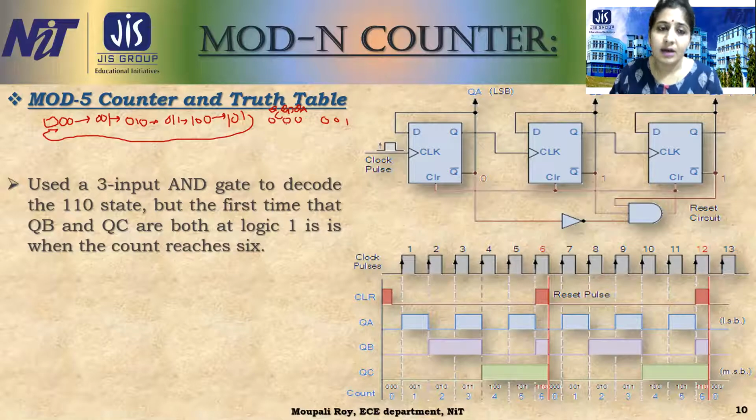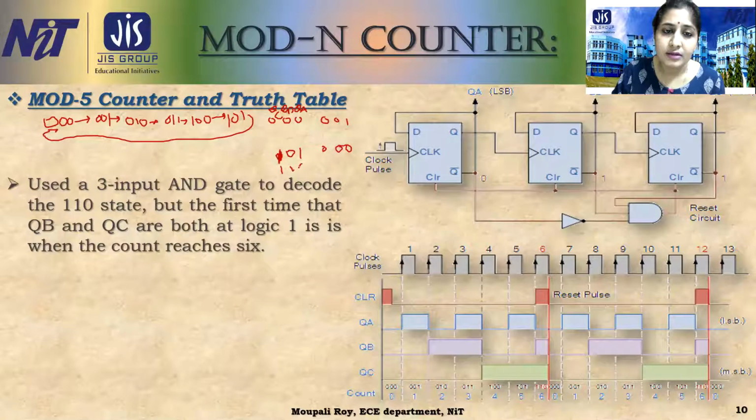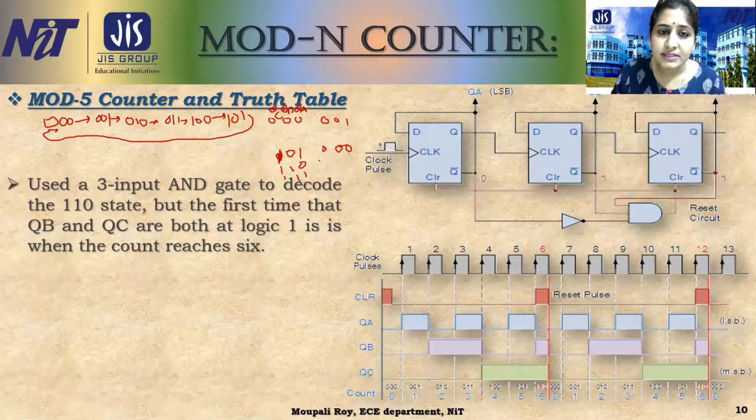So this is the main target. Up to which do we want to count? We want to count up to 1 0 1. Then the next state is 0 0 0. So that is the truth table. 1 1 0 and 1 1 1 are don't cares, and we are using a D flip-flop there. So whatever the input, that is our output. So using this truth table, we get one equation for each output.